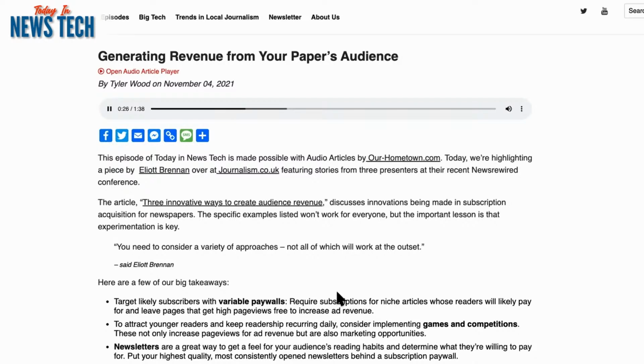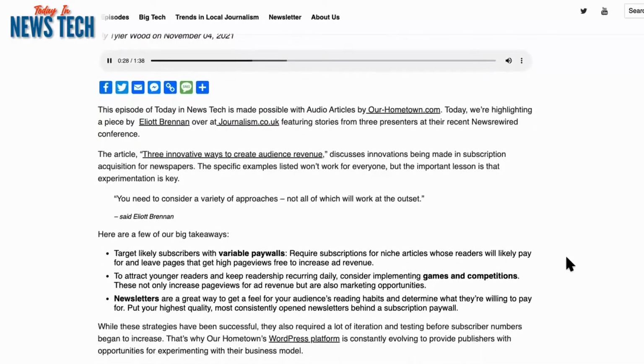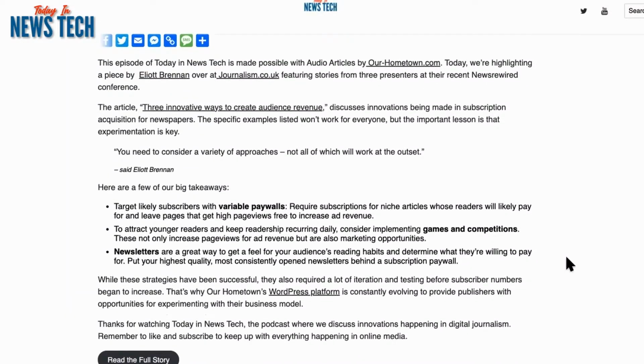The specific examples listed won't work for everyone, but the important lesson is that experimentation is key. You need to consider a variety of approaches, not all of which will work at the outset, said Elliot Brennan. Here are a few of our big takeaways. Target likely subscribers with variable paywalls, require subscriptions for niche articles whose readers will likely pay for, and leave pages that get high page views free, increase ad revenue.